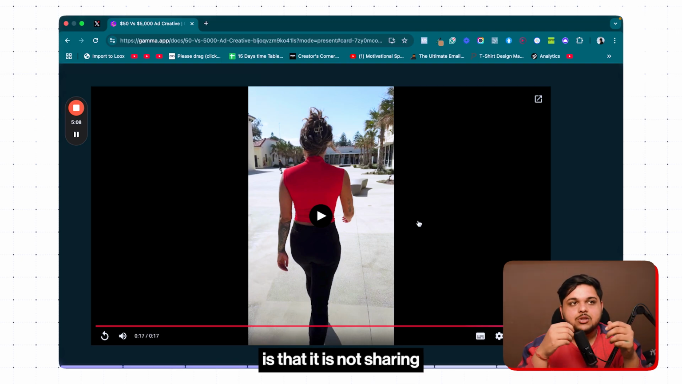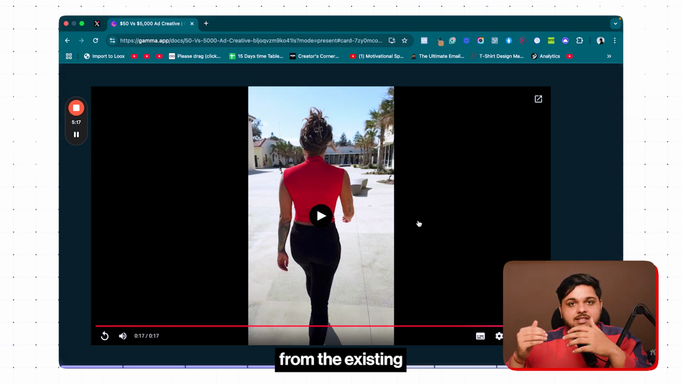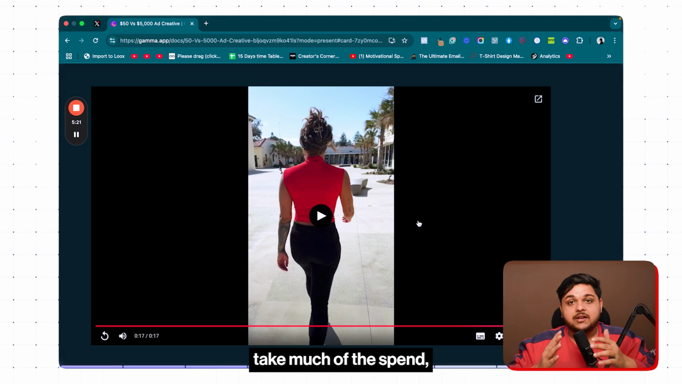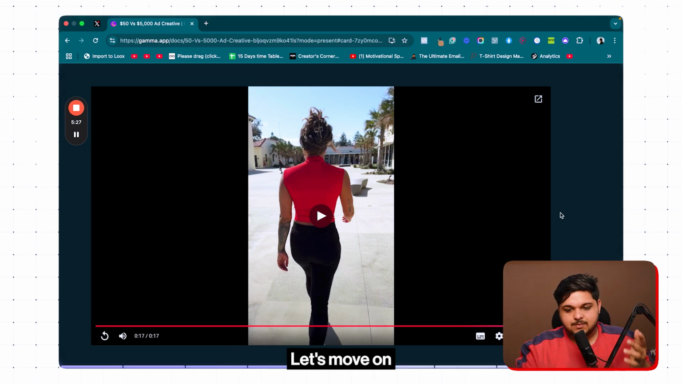But the second reason why this creative was not the best performing out of all of the others is that it is not sharing anything unique about our product, or it is not giving any particular reason to the customers why they should switch from their existing brands to our brand. So that is why probably this particular creative didn't take much of the spend, but still it performed better than the previous one. Let's move on to our $1,000 ad creative.